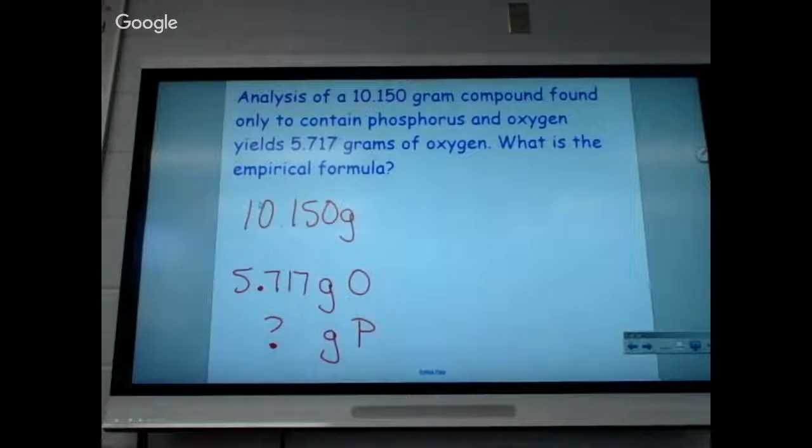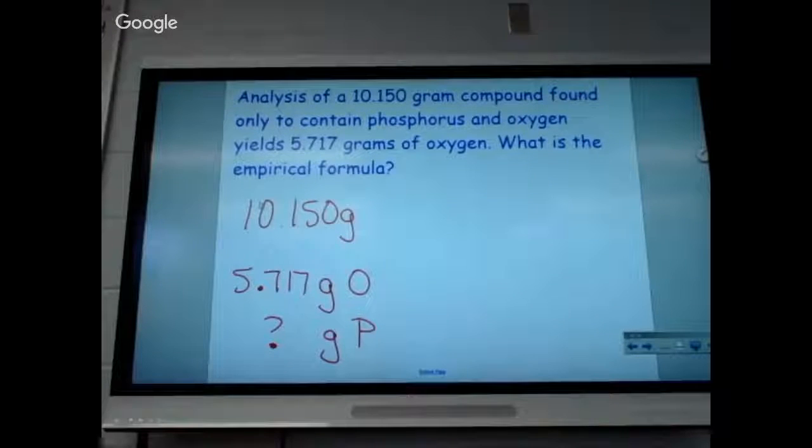So how are we going to get phosphorus's mass then? What are we going to do if you have a question like this and you need to find an element's mass that's missing? Subtract it. You do not have to use the periodic table. I'm going to say subtract. You just have to subtract.